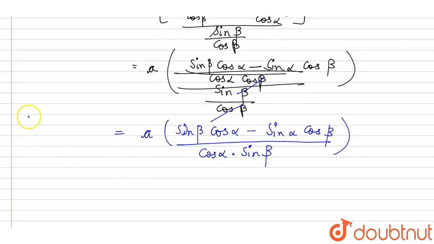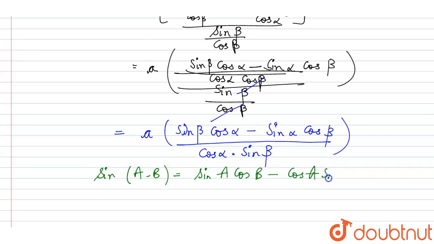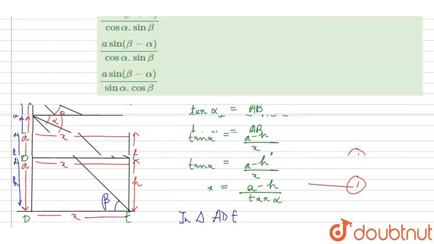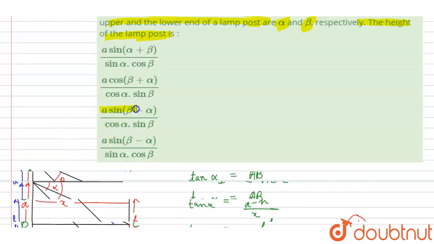We know the identity of sine (A minus B) is sine A cos B minus cos A sine B. So from the above we will get h equal to a sine of (beta minus alpha) upon cos alpha dot sine beta. So this is the height of the lamppost. So which option is correct? We will check from the question. So option number 3, a sine(beta minus alpha) upon cos alpha sine beta, is the right answer.